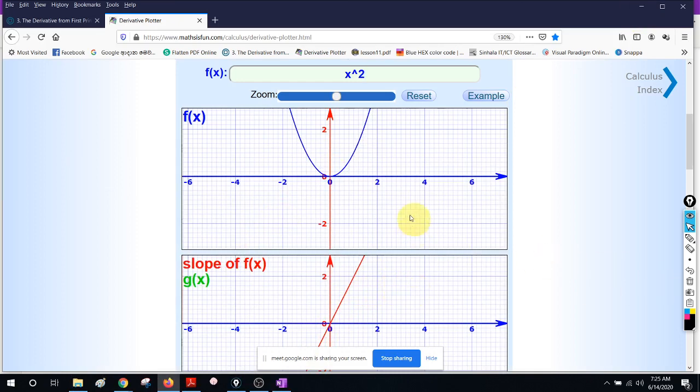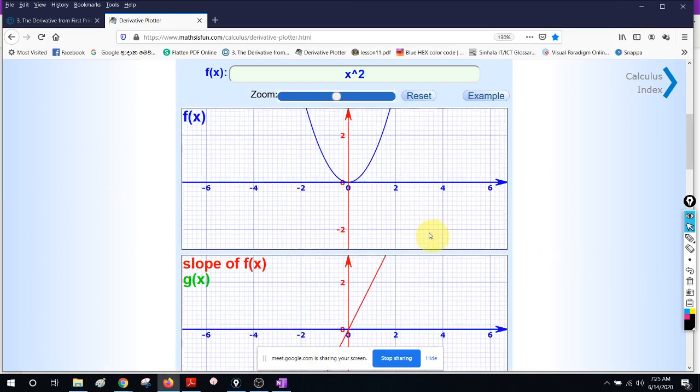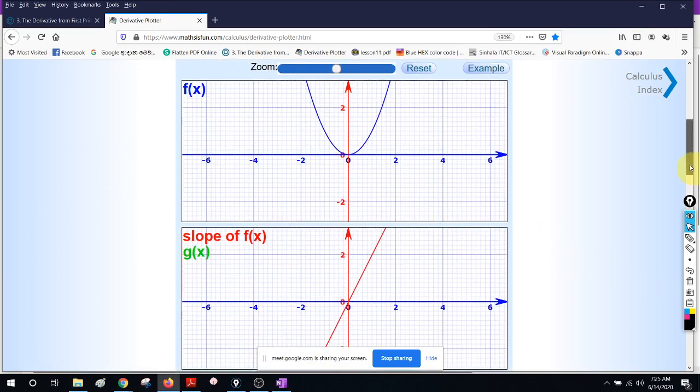Now remember, this is the 2x graph, and this is y equal x squared, right? So what this gives is the slope of the tangent. For example, at x equal 0, what is the slope of the tangent? The angle is 0. So therefore, what we get is 0.